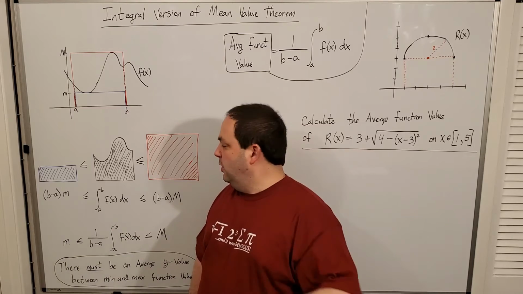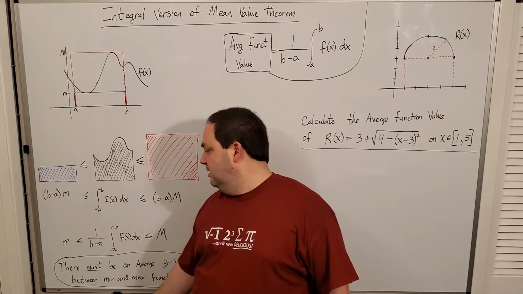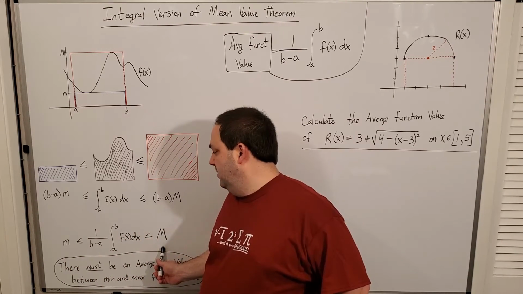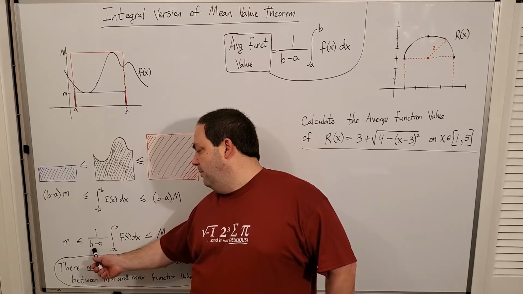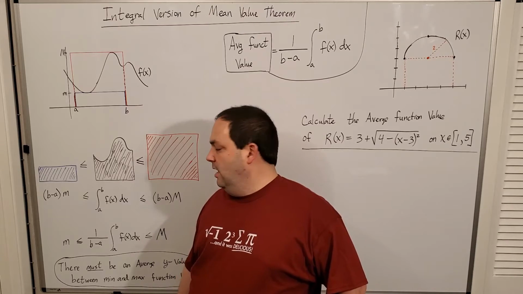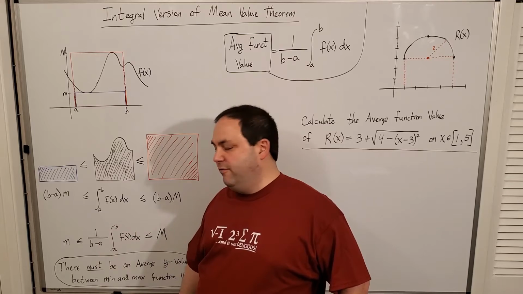But put another twist on it: if I divide by b minus a in all three places, then I'm just left with little m and big M on either side of the inequalities, and then I have 1 divided by b minus a times the integral of f of x dx. And what we do is we define this quantity right here. Think about it for a second.